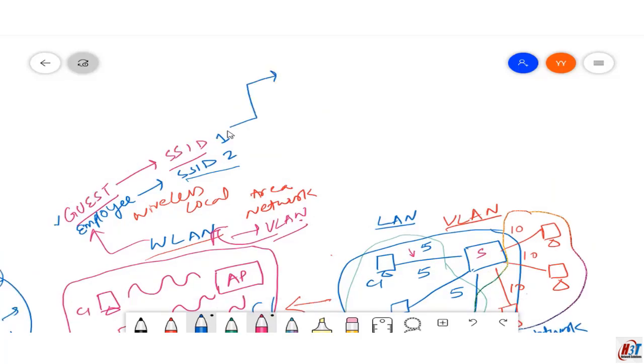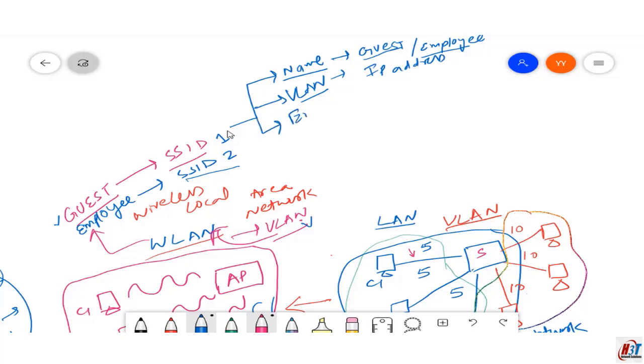There are a few things which are required when we configure an SSID. The first one is the name of the SSID. In this case, we named one SSID guest and the other SSID employee. The second one is VLAN. This is the same VLAN which we discussed here. The clients which connect with these SSIDs will get an IP address from this VLAN.